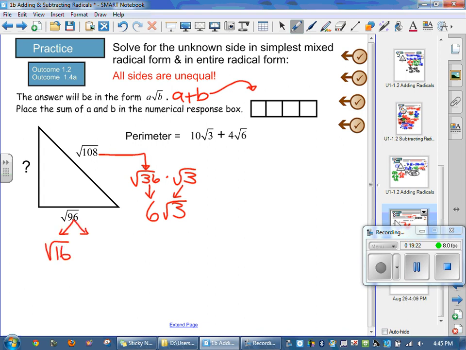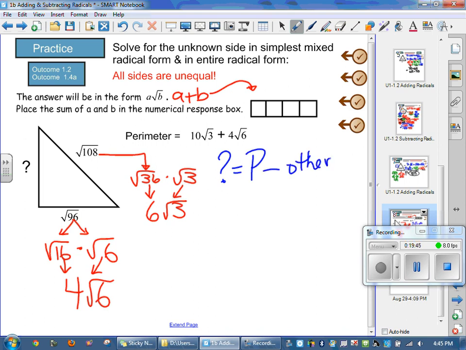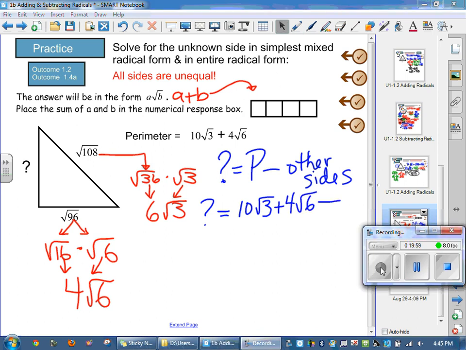So now I've figured out what my simplest form radicals are. So now what I have to do is add those together. So my unknown side is going to be equal to my perimeter, subtract my other sides. So now my unknown side is perimeter 10 root 3 plus 4 root 6, subtracting. Okay, we need a little bit of room before I can subtract and write my roots down. So I need to erase this stuff for a moment. Let's erase this.